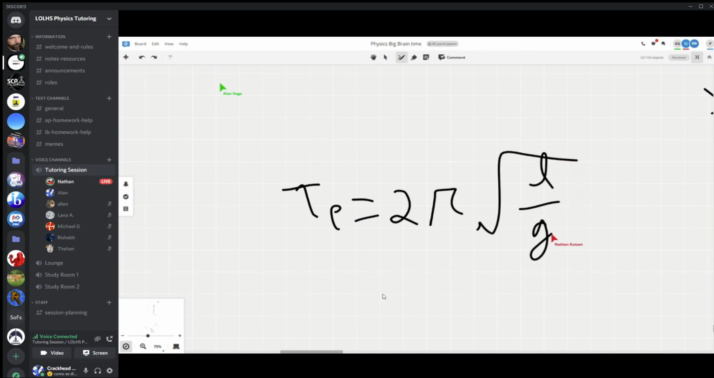So this is an estimation. This only works, in the real world at least, for angles less than 15 degrees. They could give you a problem with larger angles, and you'd probably be expected to solve it using this equation. But if you ever did a real world lab, you would notice that this equation does not hold true for angles above 15 degrees. If you're curious as to why, we can talk about that later, but it's not super important.